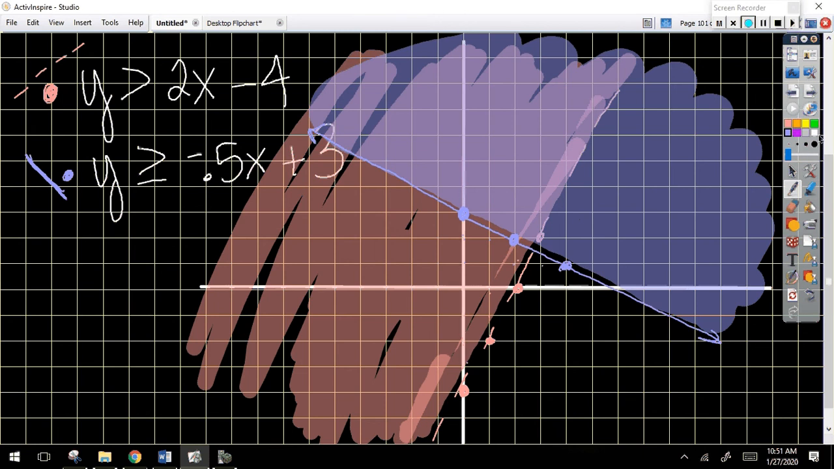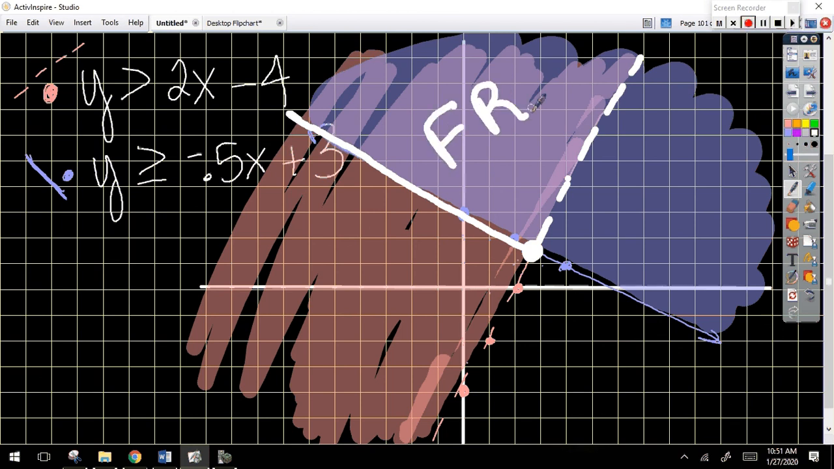So now, look at my little unbounded triangle here. I have a dashed line here. I have a solid line here. They meet at this point. All of this is my feasible region. Is it bounded or unbounded?